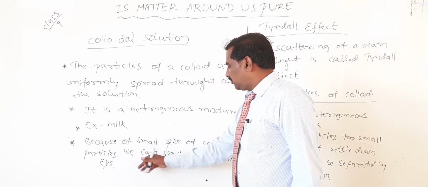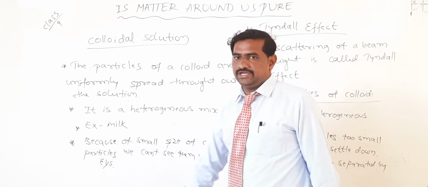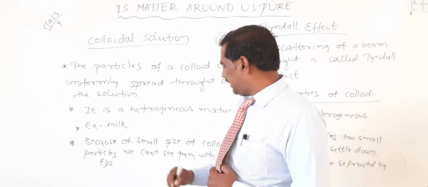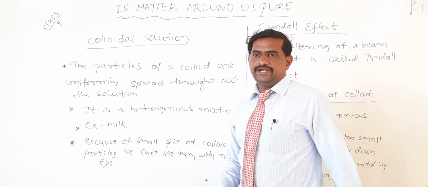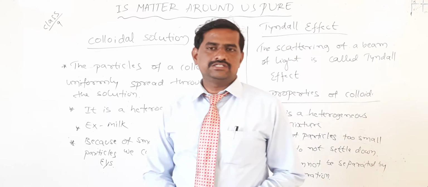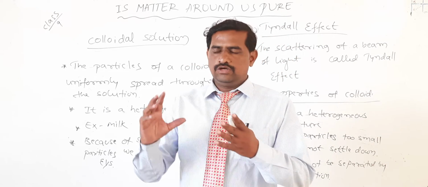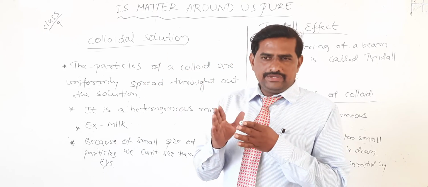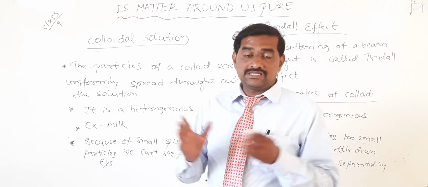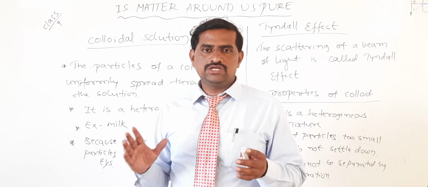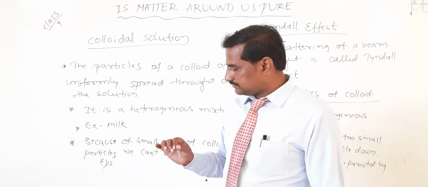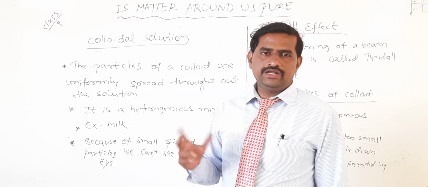Because of the small size of the colloidal particles, we can't see them with our naked eyes. We can't see the colloidal particles in milk. Just take milk and observe it in a transparent glass. What happens? We can't find any separate particles, because they are very minute and very small. We can't see them with our naked eyes.